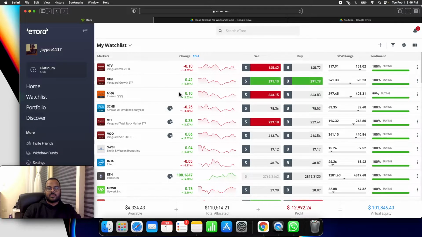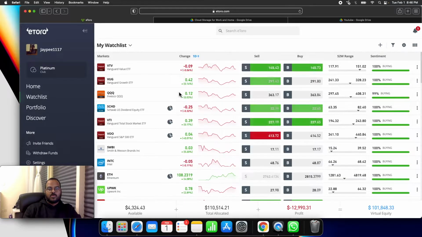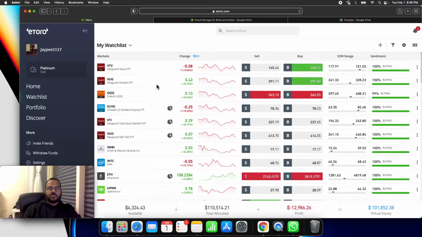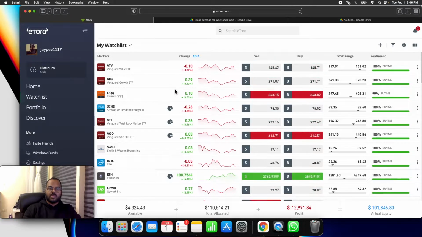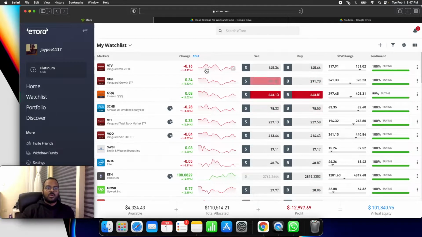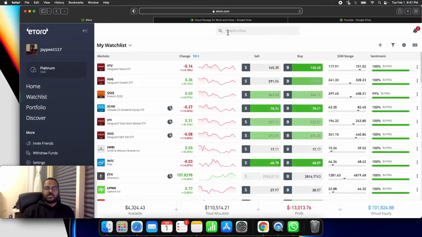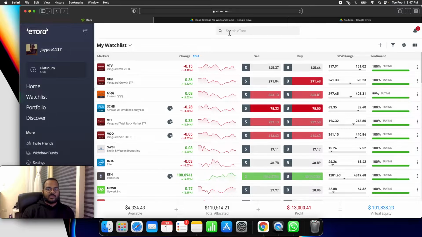A watch list is nothing but a list of instruments, which could be shares or ETFs, that you want to keep an eye on, and maybe at some point in time either buy or sell. We'll discuss what buy and sell positions are at a later point in time. But at this point, let's just see what a buy position is.